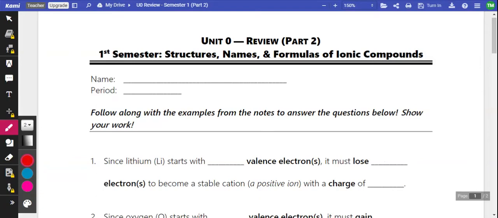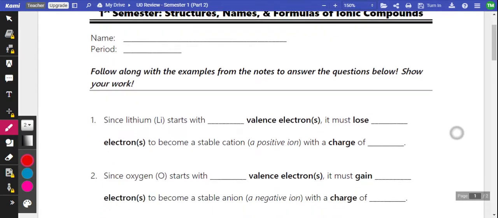Okay, we're going to review some stuff from first semester. And in this review, we're going to focus in on ionic compounds, how we show the structure of them with brackets and charges and things like that, and how we get to making an ionic compound. Some common names of ionic compounds and the way we name ionic compounds in a systematic way, and how we write formulas for ionic compounds.